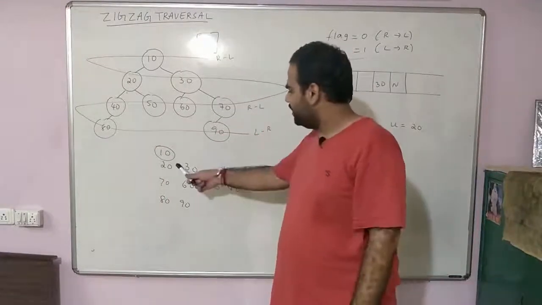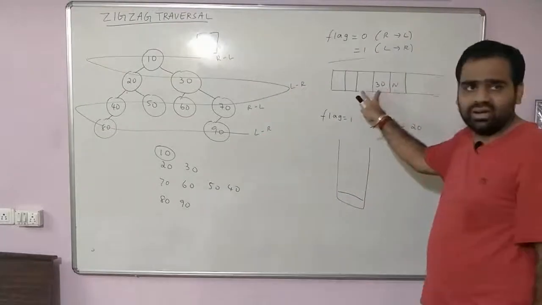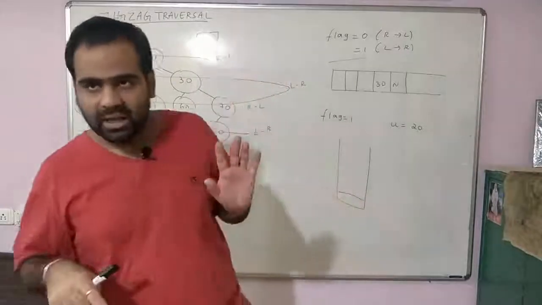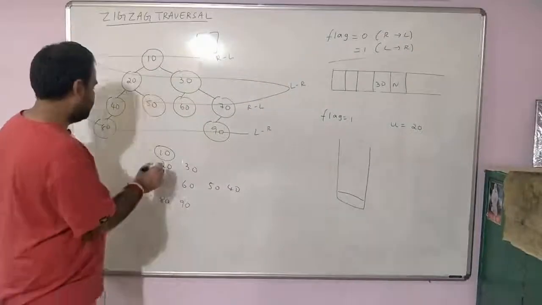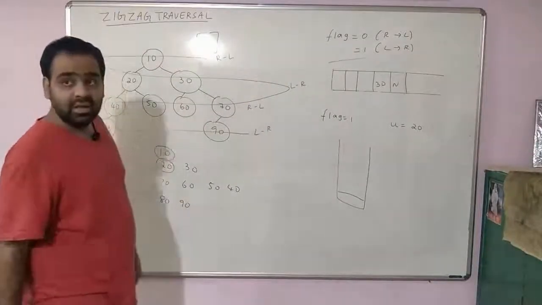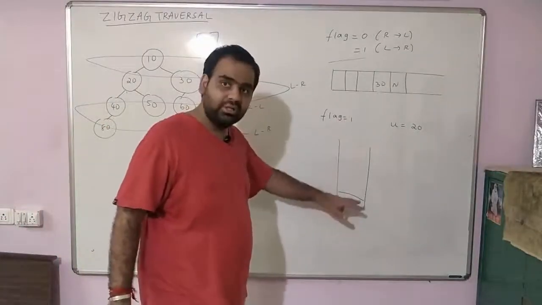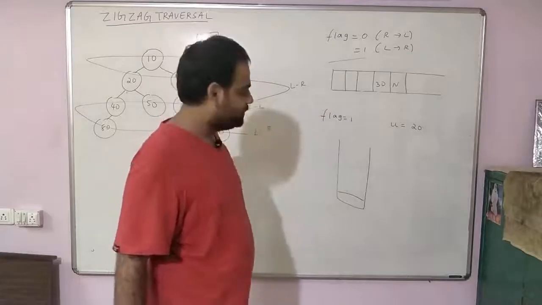Now, what is the output you need? You need 20 and 30. Queue had 20 and 30. That means no need to reverse the order of this level. Therefore, print 20 as it is. Yeah, we have printed 20 as it is. Now check 20, that means if the value of flag is 1, do not push. If the value of flag is 0, then only push.